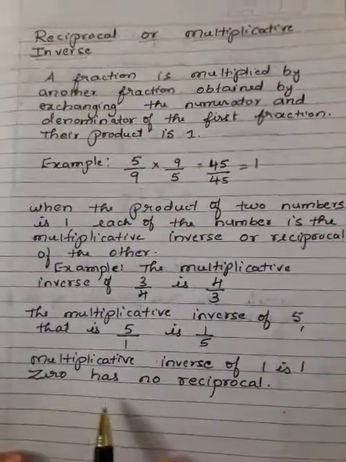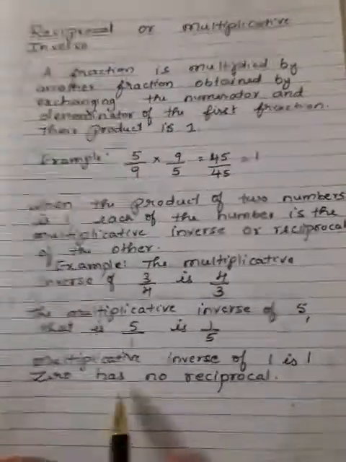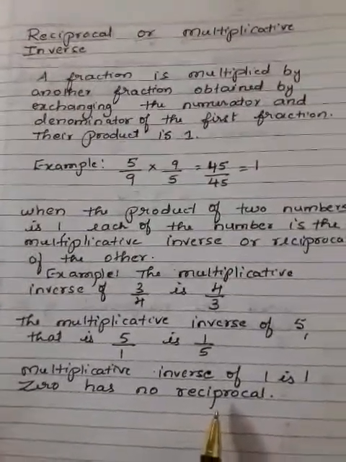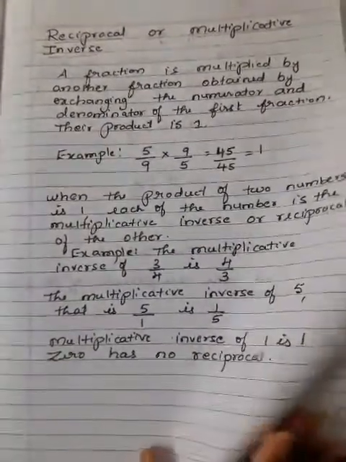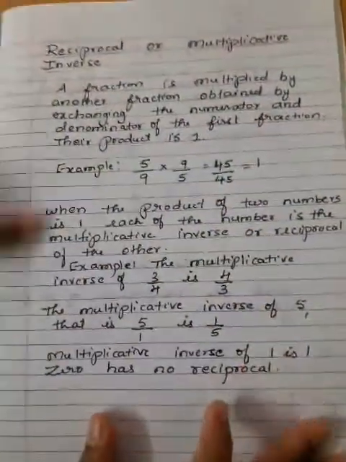But what is the multiplicative inverse of 0? So 0 has no reciprocal or multiplicative inverse. Okay. This is very easy, how to find out the reciprocal of a number or fractions.